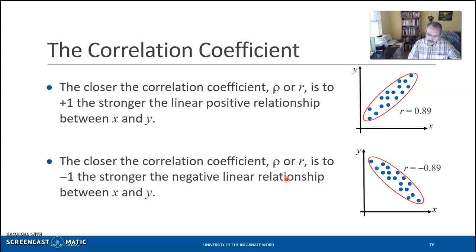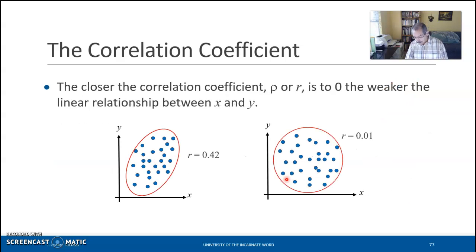If it is closer to +1, the stronger the positive relationship. If it gets closer to -1, then the stronger the negative relationship between the two variables.